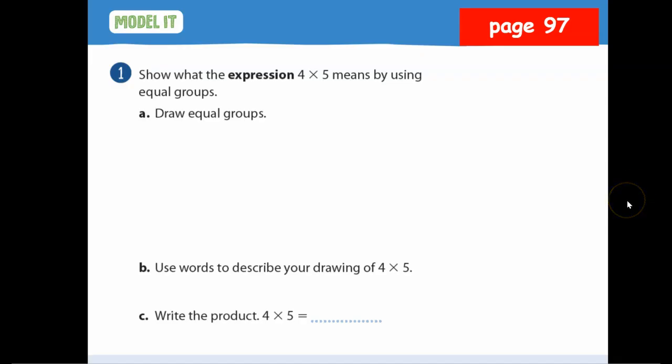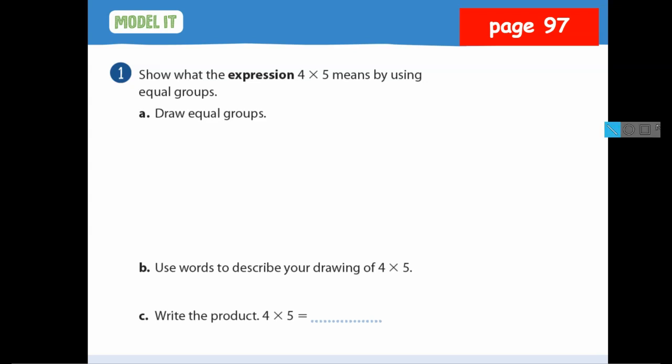All right, now go ahead and go to page 97 in your math book. Okay, it says show what the expression 4 times 5 means by using equal groups. Okay, now did it say to do an array? No, it didn't say to do an array.